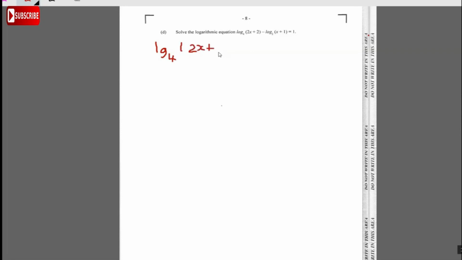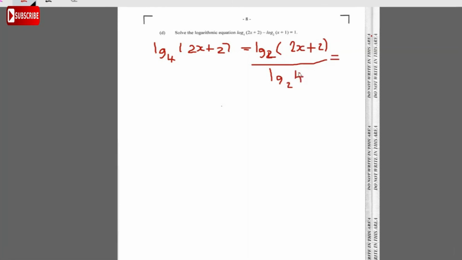Log to base 4 of 2x plus 2 is going to equal log to base 2 of 2x plus 2 over log to base 2 of 4. But log to base 2 of 4 works out to just be 2. So in the denominator, it's just 2. Now, using this, we're going to solve this question.